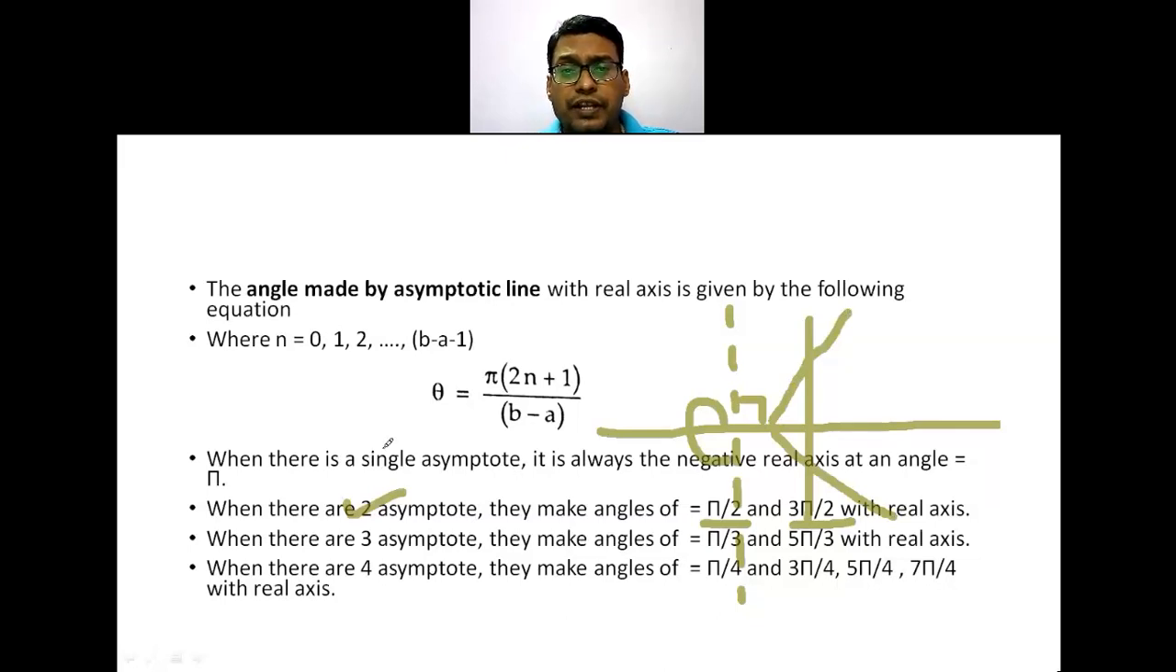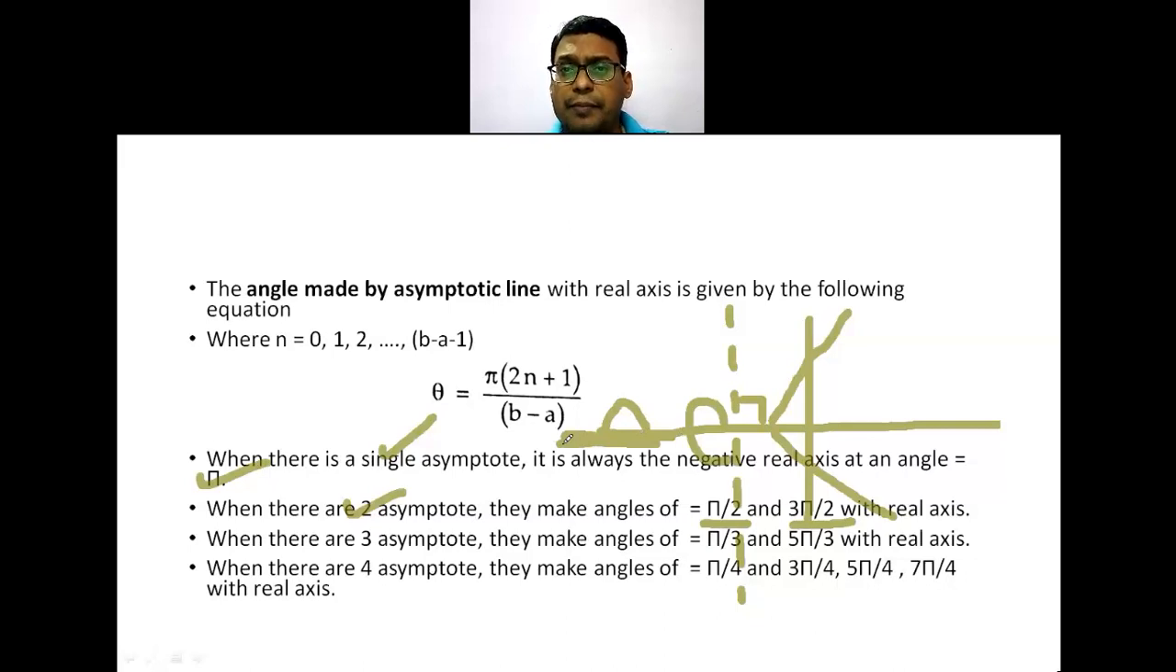And whenever there is a single asymptote, it is the pi that will come into the picture. So this is the pi. It means it is your x-axis or real axis that will be there. Understanding this is more important.